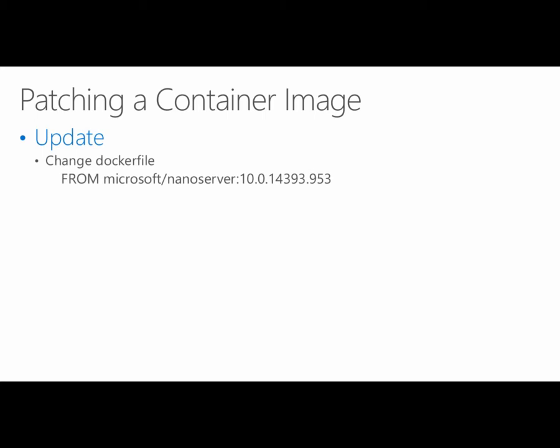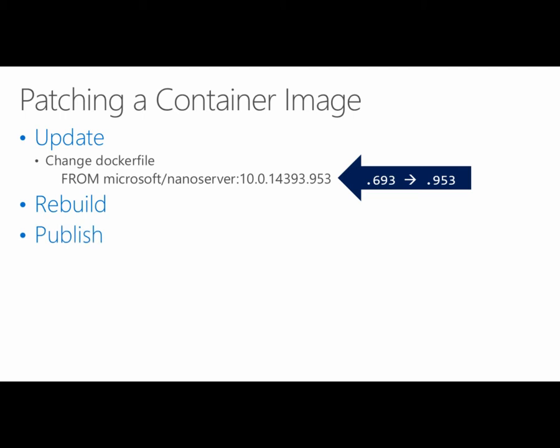To patch my image, I made a small change in the Dockerfile. You can see that the minor version number of the Nano Server image I used as a base image has now changed from 693 to 953. Of course, I need to rebuild this image and then publish it to the Docker Hub. By using the command docker inspect, I can see inside my image and see which version of Windows it's currently running.